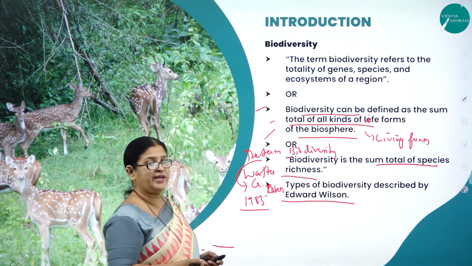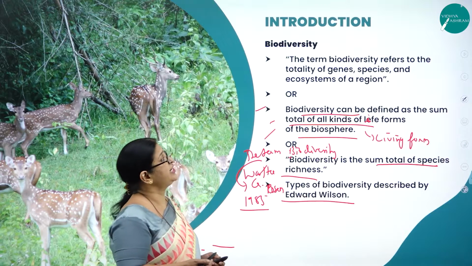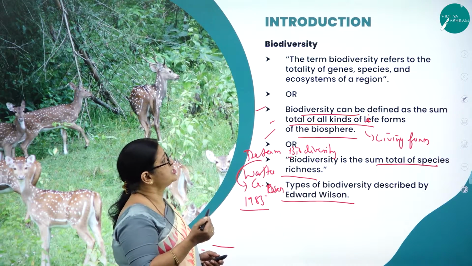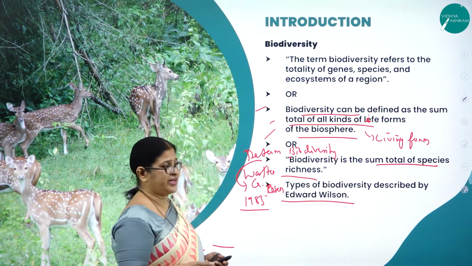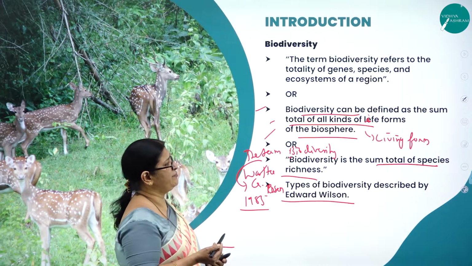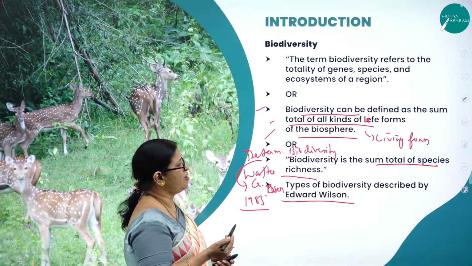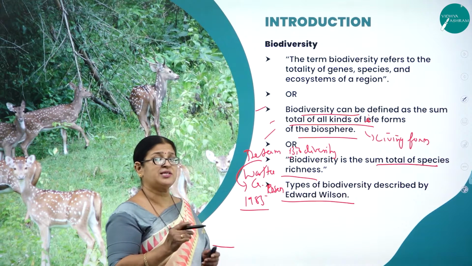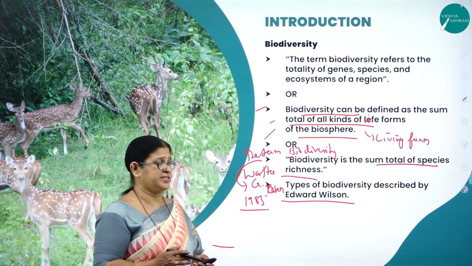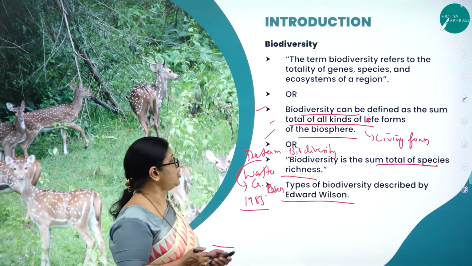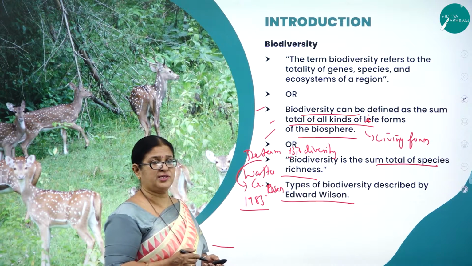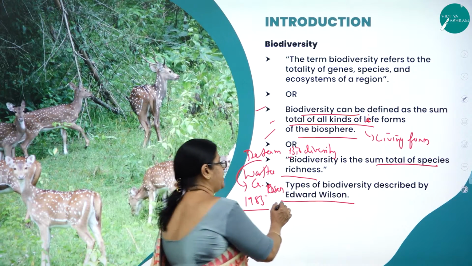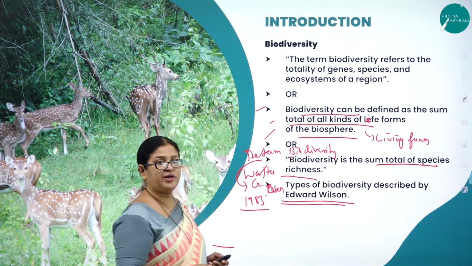So let us once again define what is biodiversity. The term biodiversity refers to the totality of genes, species and ecosystem of a region, or biodiversity can be defined as the sum total of all kinds of life forms of the biosphere, or biodiversity is the sum total of species richness. The word biodiversity was coined by Walter G. Rosen in 1985. Later, it was popularized by a scientist by name Edward Wilson.